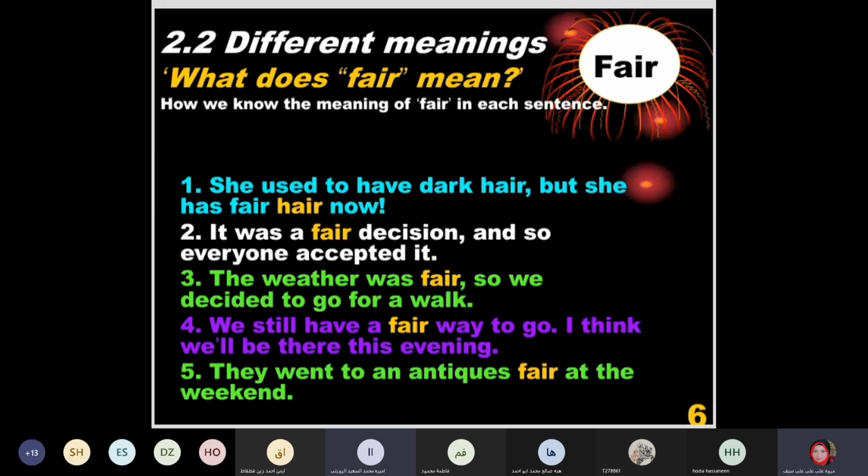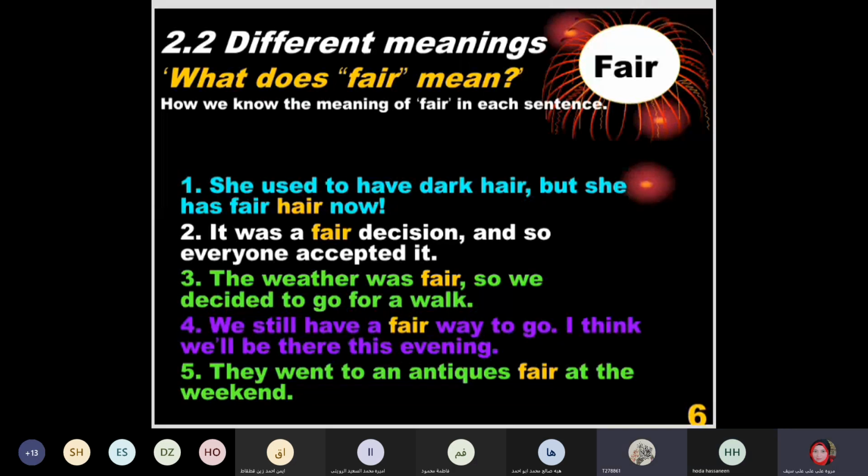Number two, it was a fair decision, and so everyone accepted it. It was a right decision. Very good. Correct answer. It was a right decision. What else? Yeah, good decision. Somebody wrote here, good decision. Very good. It's also correct. What else? A good decision, a right decision, a reasonable decision. Yes, miss. Can I say equitable?